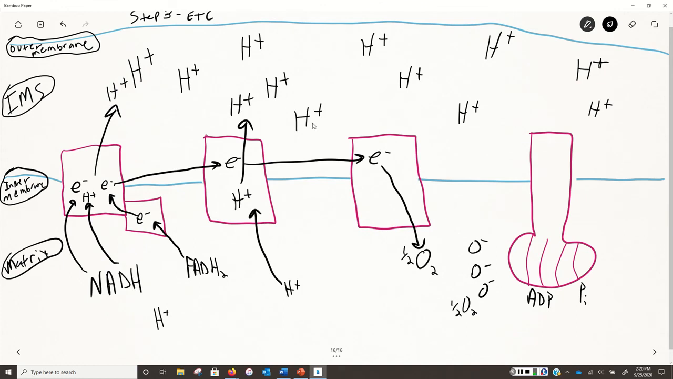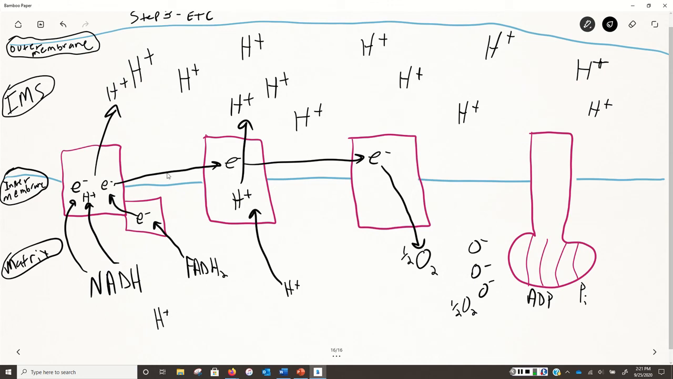But also we have a lot of positives up here and a lot of negatives down here. So we have an electrical gradient. When we have both a concentration and an electrical gradient in the same direction, we call that an electrochemical gradient. And that's what we have here. These protons really want to come down here and attach to that oxygen.